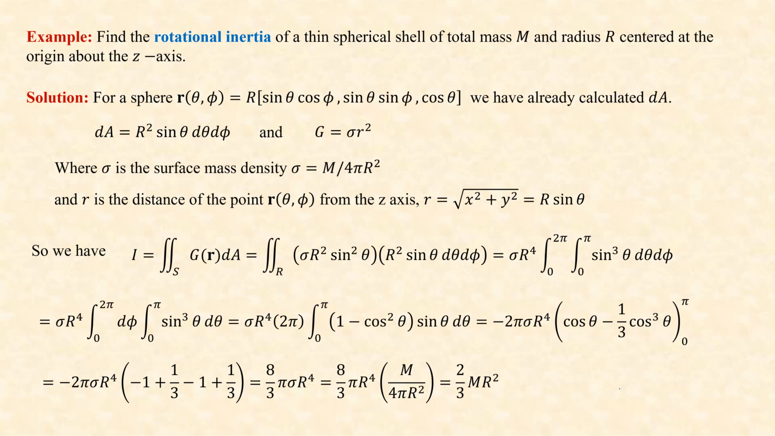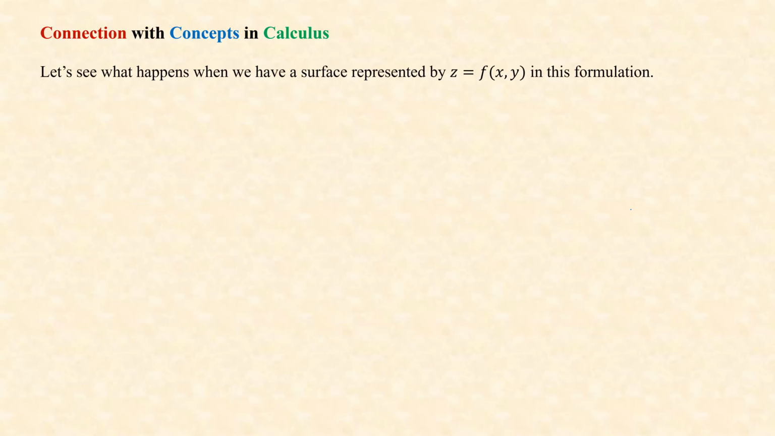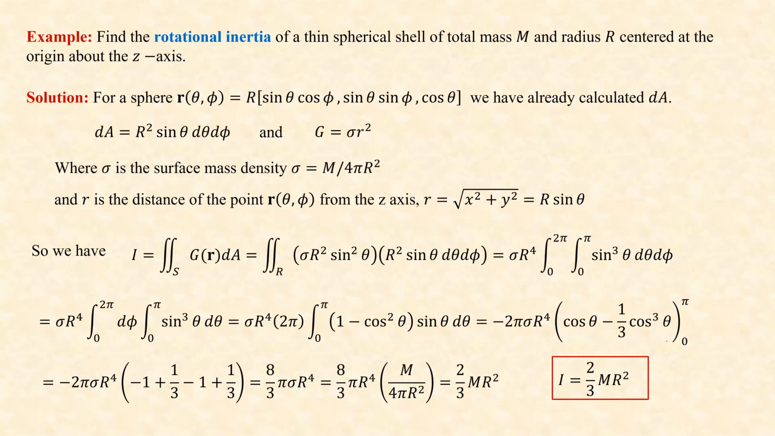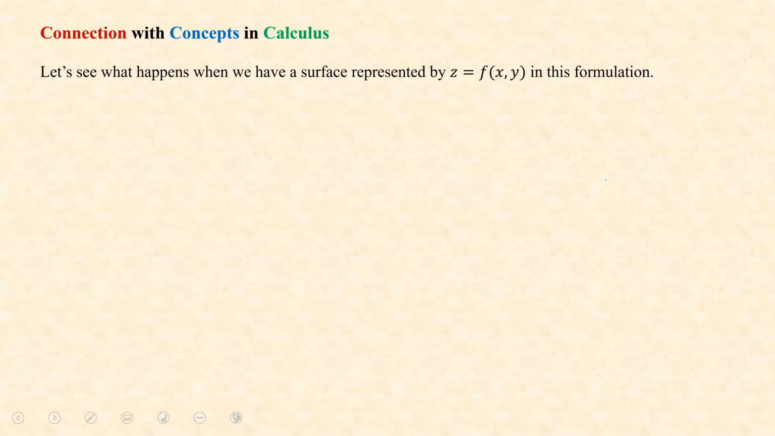So this is the formula that we have for the rotational inertia of a spherical shell of mass m around its axis. All right. How much time do we have? Okay. This was a rotational inertia example, which was an application of that kind of scalar surface integral.